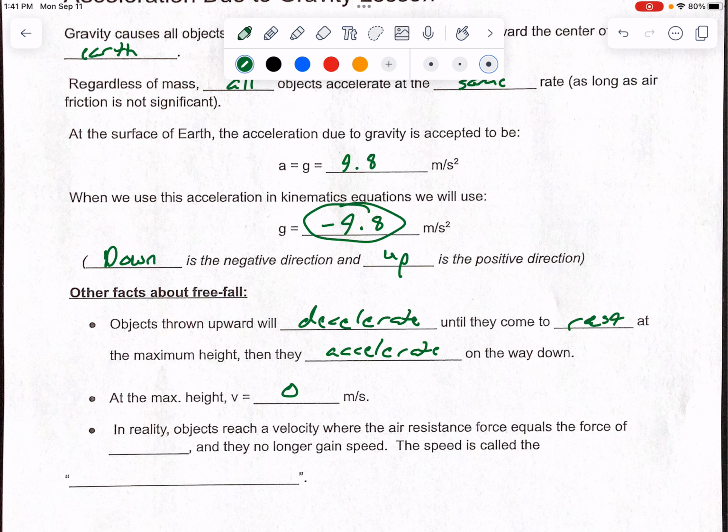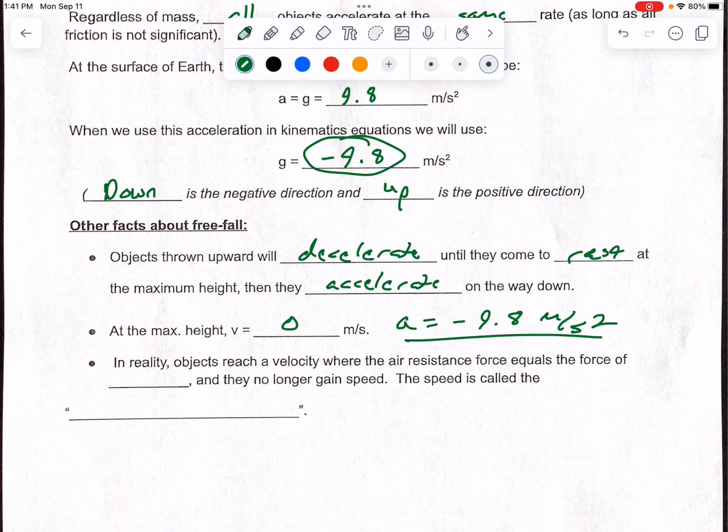But even though my velocity is 0, my acceleration is still going to be negative 9.8 meters per second squared. This will never be 0. It'll always be the same. Okay, it's the reason why that velocity went to 0 in the first place. If acceleration wasn't there to slow it down, it would just keep going and never stop.